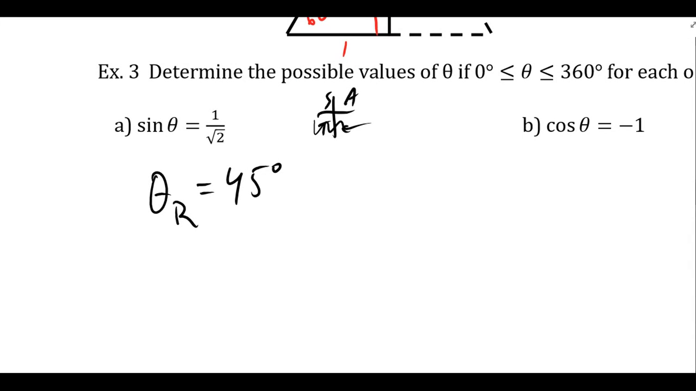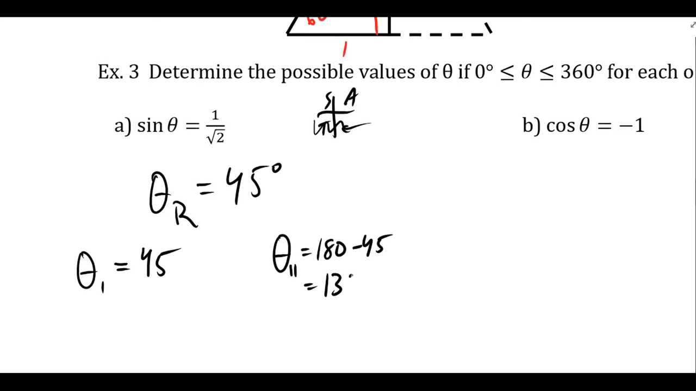See how I'm using all bits of different information to solve these questions? So theta in quadrant 1 is equal to theta related, so that's just 45. And theta in quadrant 2 is 180 minus 45, which is 135.